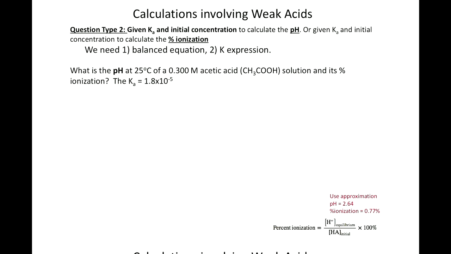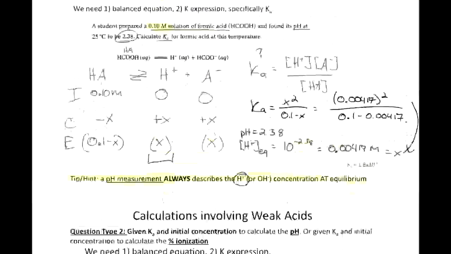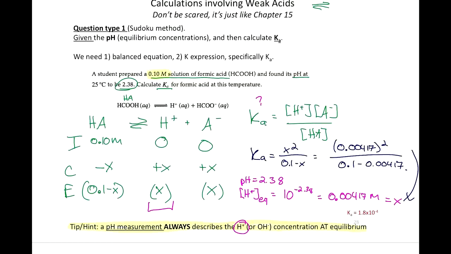Actually, before I do this question, I forgot. I want to get on my soapbox for a second and read you this question. A student prepares this formic acid solution and found its pH to be this. Okay, so now that you all are smarter, you're more comfortable in lab. Do you feel more comfortable in lab now?